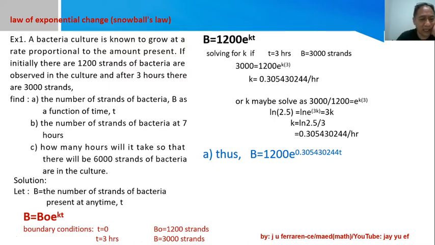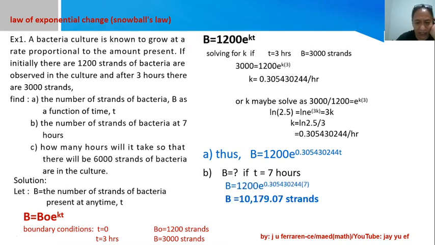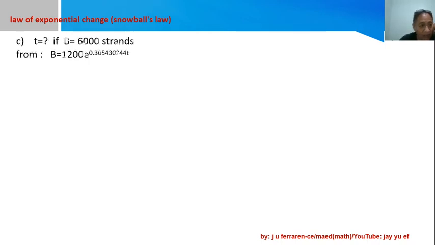Now, about letter B. After 7 hours, once you have the formula, you substitute the value of your t to the formula, then we can solve for the B value. So substituting 7 for t, there I obtain 10,179.07 strands of bacteria after 7 hours.